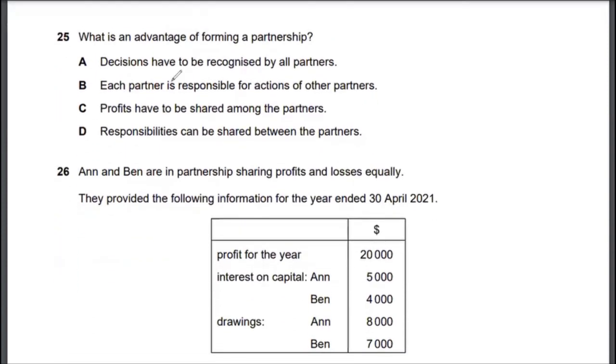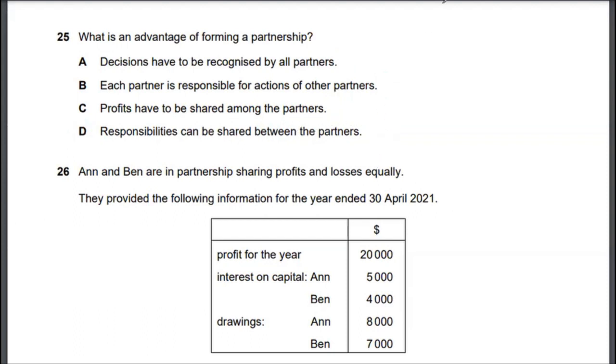Multiple choice 25, what is an advantage of forming a partnership? Decisions have to be agreed by all partners. That is a problem. Each partner is responsible for the actions of other partners. That is also a problem. Profits have to be shared among the partners. People don't really like to share profits. They like to share losses, but not really profits. So the correct answer to multiple choice 25 again would be option D. Responsibilities can be shared between the partners, and that is an advantage.